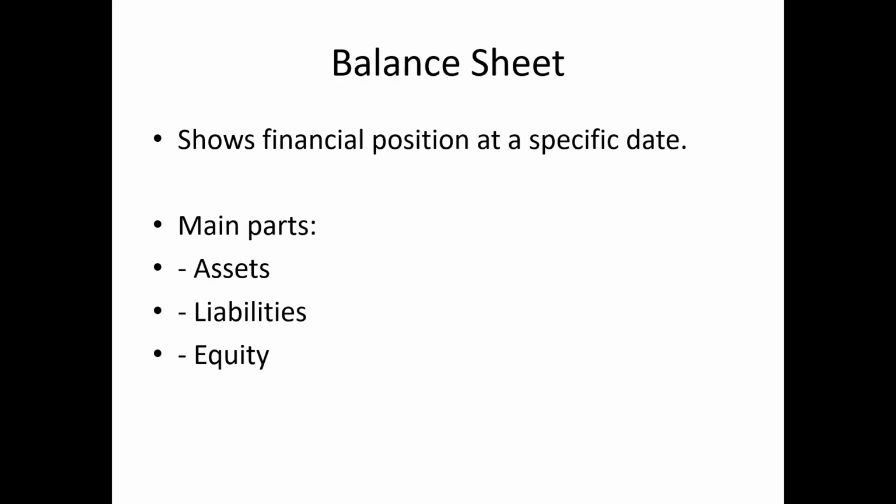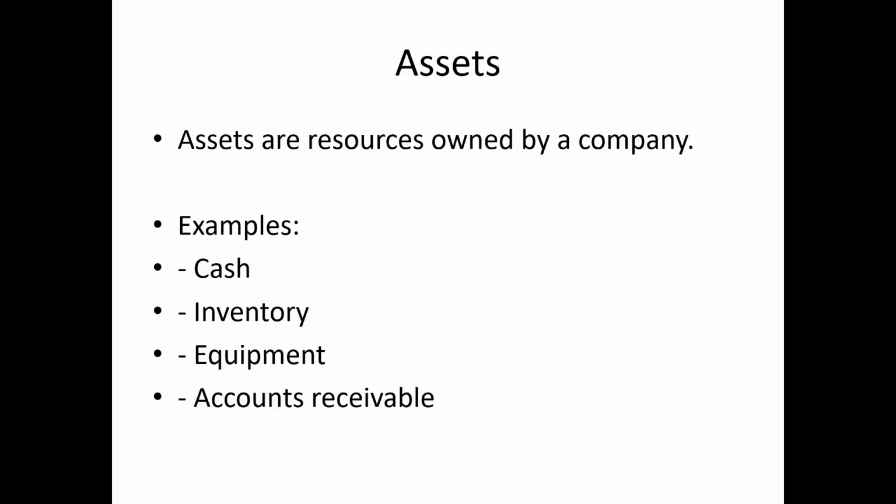Now let's talk about the balance sheet. Balance sheet shows the financial position of a company at a specific date. It has three main parts: assets, liabilities, and equity, which is the owner's part of the company. Assets are resources which are owned by a company. For example, cash, inventory, equipment, machinery, and accounts receivable.